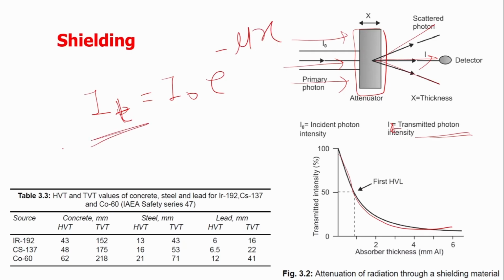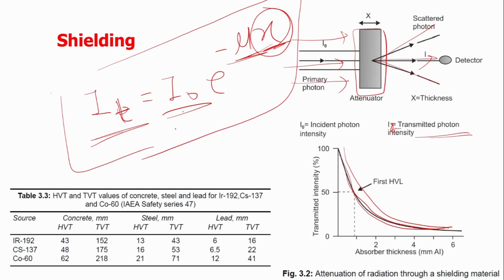Here I_T is the transmitted intensity, I naught is the incident intensity, and because there is exponential decay once the radiation enters the material, mu is the linear attenuation coefficient and x is the thickness of the material. As the thickness of the material increases, there is a sharper fall in the radiation level. So this is the formula for attenuation in the material.